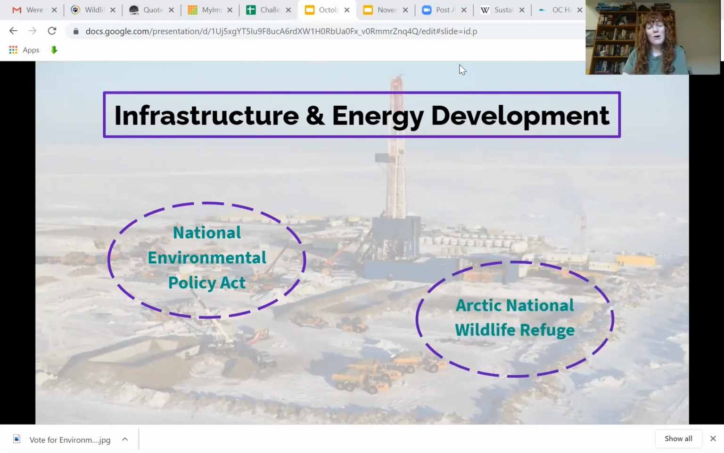So after a long debate, the US Department of the Interior has opened up 1.5 million acres of Alaska's Arctic National Wildlife Refuge to oil and gas drilling. So not only will this contribute to climate change, but it will also threaten the ecosystem and species that live there that include caribou and polar bears. It also poses a threat to the ancestral lands and traditions of many indigenous groups who have lived there for thousands of years.